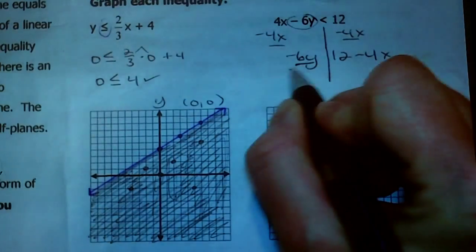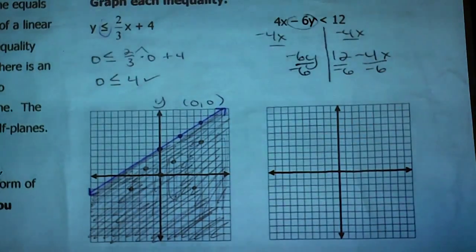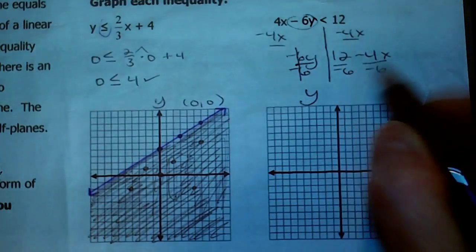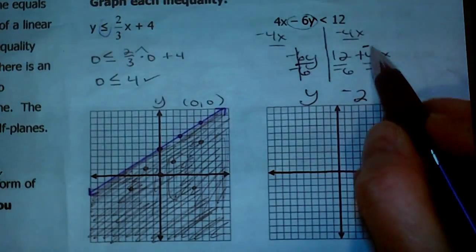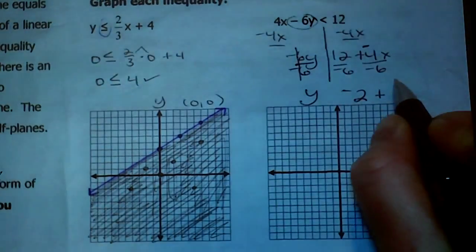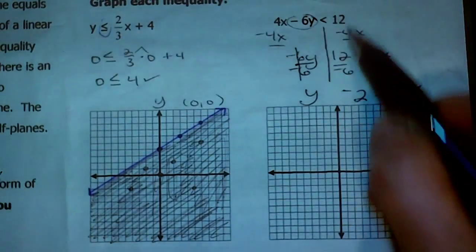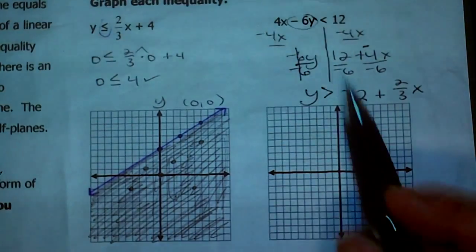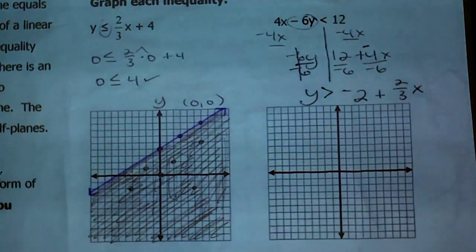Now to get rid of this negative 6, I need to divide this side by it, and that means I need to divide each one of those terms by it. So those equal 1, and 1y is y. 12 divided by negative 6 is negative 2, and notice it's a negative 4 over a negative 6. That means positive result, and 4/6 simplifies to 2/3. So I'd have negative 2 plus 2/3 x. Now do you see how we divided by that negative 6? Originally the symbol was pointing that way. We need to flip it around. So it should be y is greater than negative 2 plus 2/3 x. At this point we're solved for y.